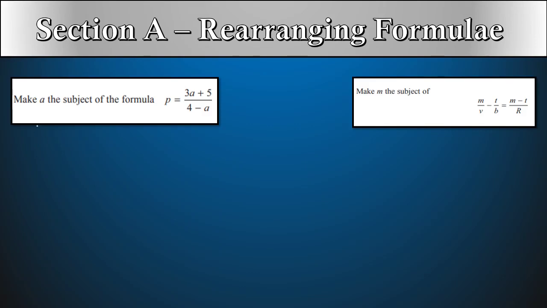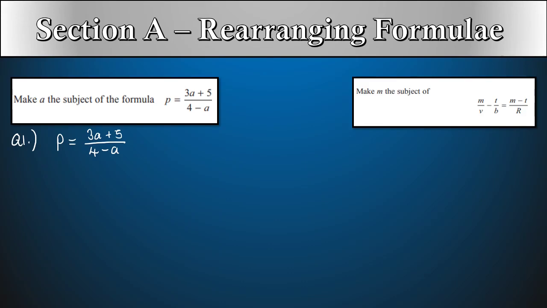What I'm going to do is call this one question 1, and we'll call this one question 2. So let's have a look at question 1 first. So P is equal to 3a plus 5 divided by 4 minus a. Now I want to make a the subject of this formula.